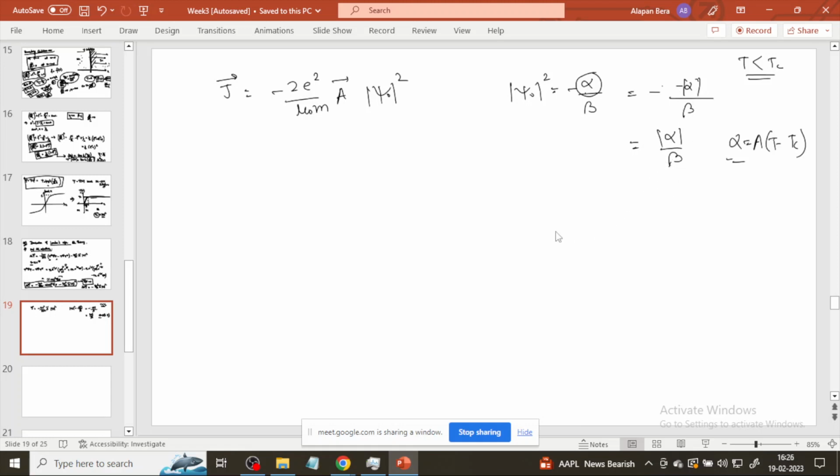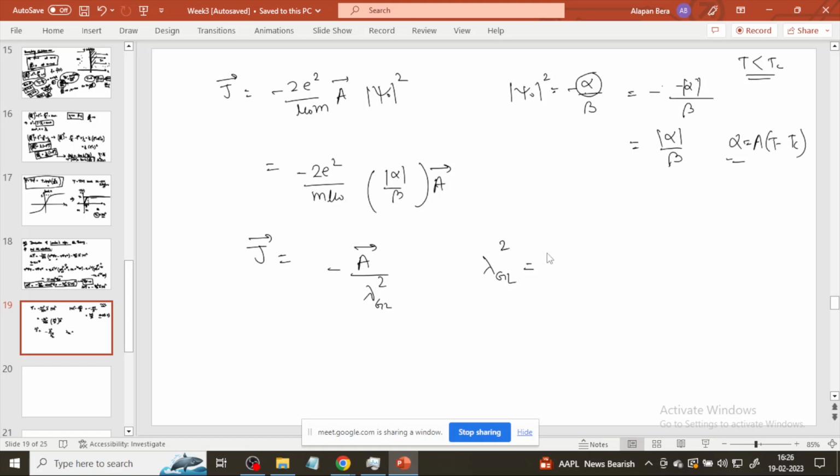Now let's put it explicitly in this equation. So this gives us e squared by m mu naught into mod of alpha by beta into this, and this can be written as, if we consider minus lambda GL squared, so if we consider lambda GL squared is equal to m mu naught by 2 e squared mod of psi naught squared, which is m mu naught by 2 e squared. This is the density of states.